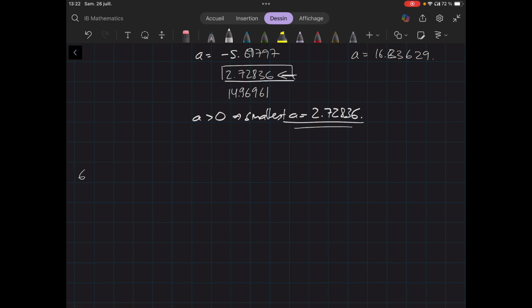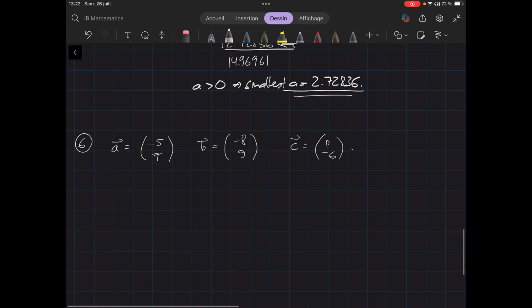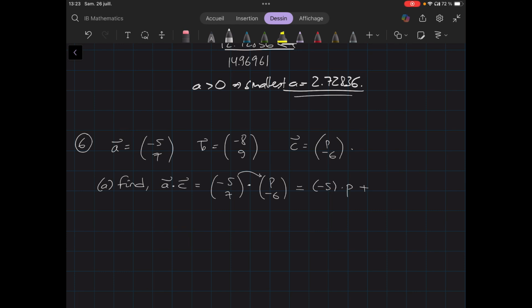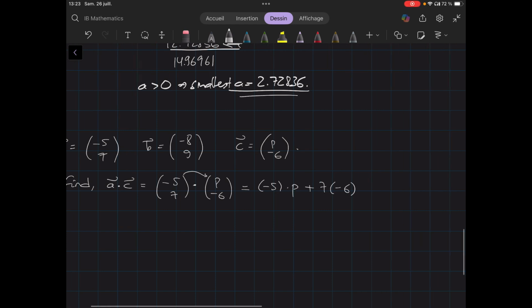Question 6 is up next. We have 3 vectors, A, B, C. Part A: find in terms of P, A dot C. Okay, so dot product. A dot C is equal to negative 5 times P plus 7 times negative 6, or negative 5P minus 42.